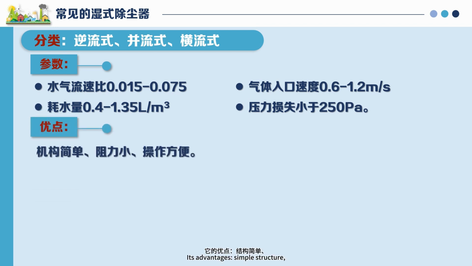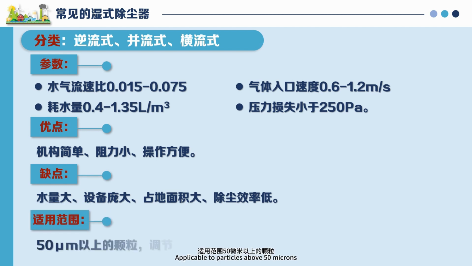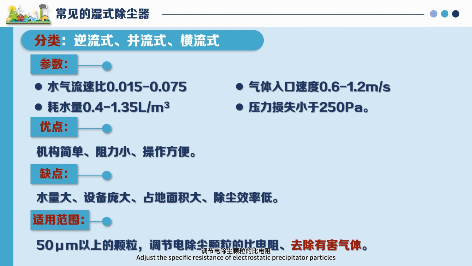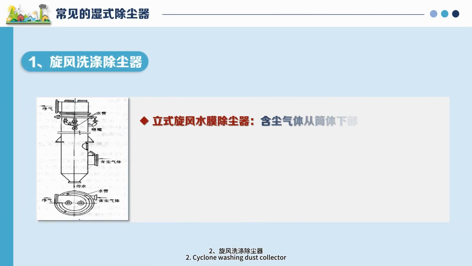Its advantages: simple structure, small resistance and convenient operation. Disadvantages: large amount of water, huge equipment, covers a large area, low dust removal efficiency, applicable to particles above 50 microns. Adjust the specific resistance of electrostatic precipitator particles. Remove harmful gases. 2. Cyclone washing dust collector.